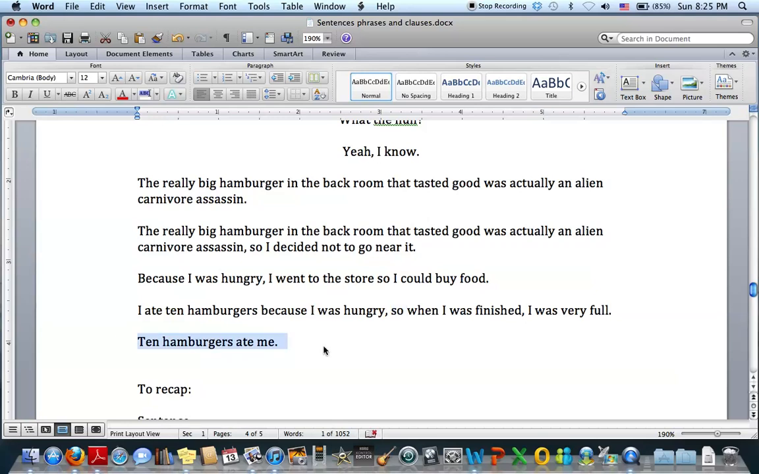One more here. 10 hamburgers ate me. Okay, we'll stick our standard one in here: because they were hungry. So now I have 10 hamburgers ate me because they were hungry. I have an independent clause, a dependent clause. But I need to add a conjunction and another independent clause in here. Let's see what we can do.